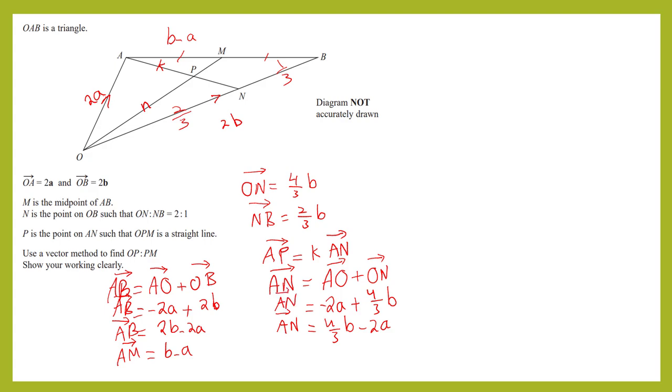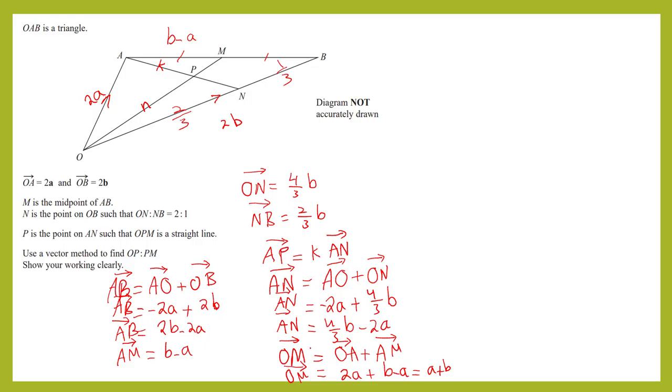So we found AN here. Let's find OM because we'll need all of these together. OM goes through OA, then AM. OA is 2a added to AM, which is b minus a. If you add them together, it will be a plus b. This is OM.